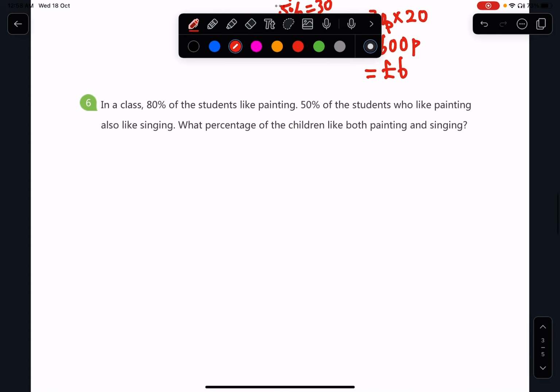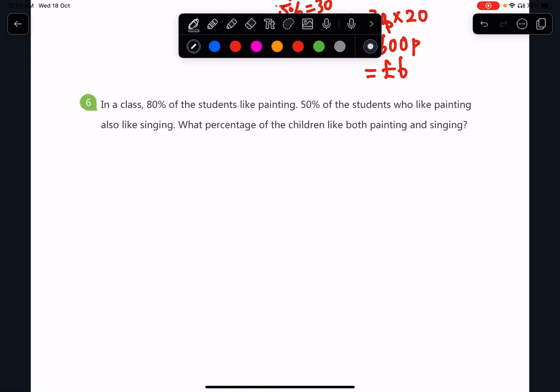Now we go to question 6. In a class, 80% of the students like painting. 50% of the students who like painting also like singing. So what percentage of the children like both painting and singing? This one is quite easy.